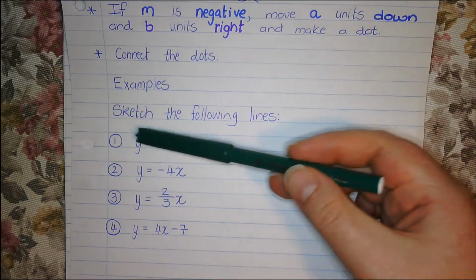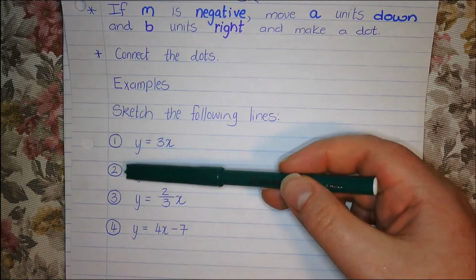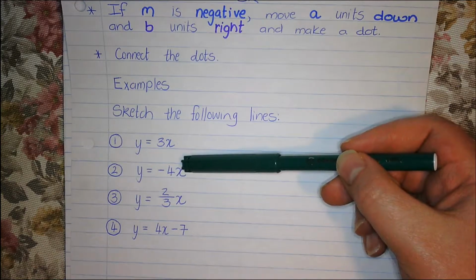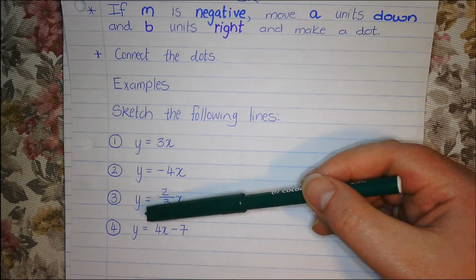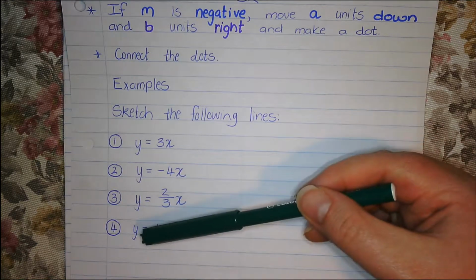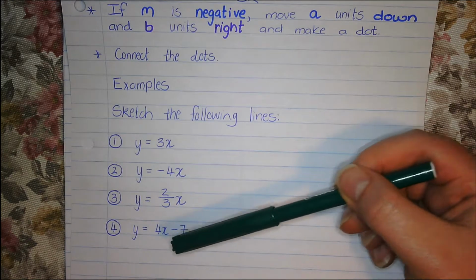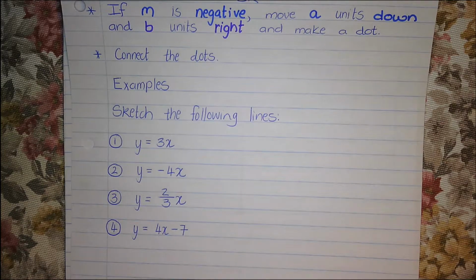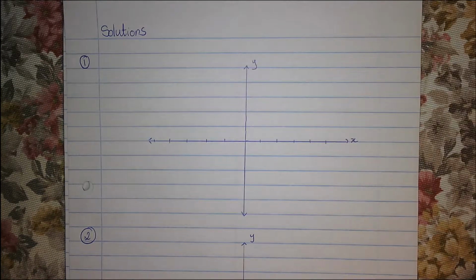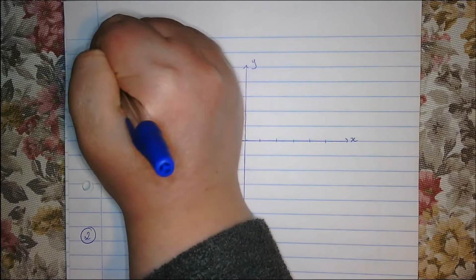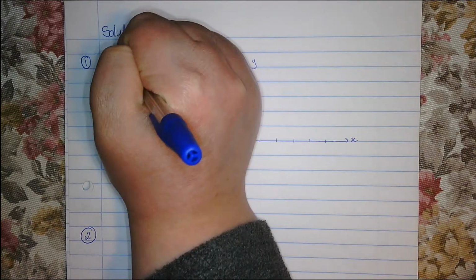So I'm going to sketch y equals 3x. I'm going to sketch y equals negative 4x. I'm going to sketch y equals 2 over 3x. And I'm going to sketch y equals 4x minus 7. Alright, so for the first one we want to sketch y equals 3x.